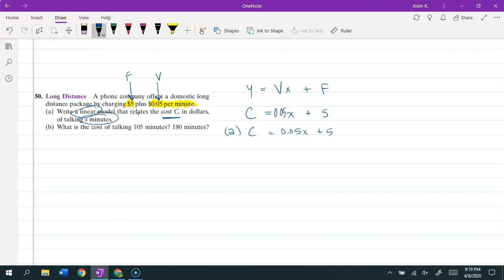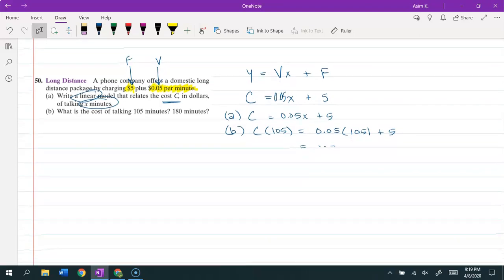Now letter B says, what is the cost of talking 105 minutes and then 180 minutes? We'll just do one of them, right? So if you want to find out how much you're going to have to pay for 105 minutes, first off, here's how you write it. You write C of 105 is equal to 0.05, and you plug in 105 into the x. That's all you do, all right? And then you plug this in your calculator, which you guys are pretty good at doing, and it'll tell you how much money you're going to end up paying for talking long distance based on the fees they've given you.